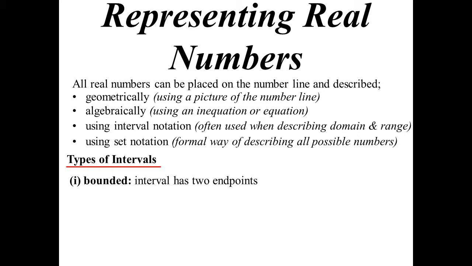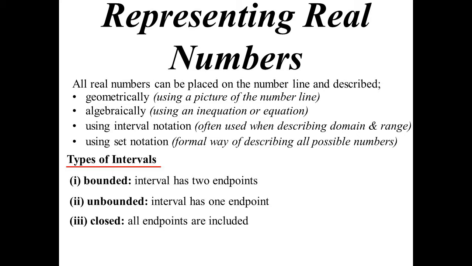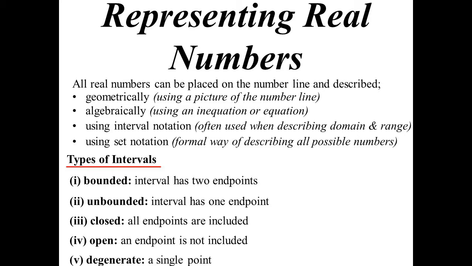Of course, it could then be unbounded. And it's going to be unbounded if it only has one endpoint. So it keeps going forever in one of the directions. Closed is when the endpoints are included, and open is if you've got an endpoint that's not included. And then you could have a degenerate. So a degenerate is just a single point. And so we have this one.